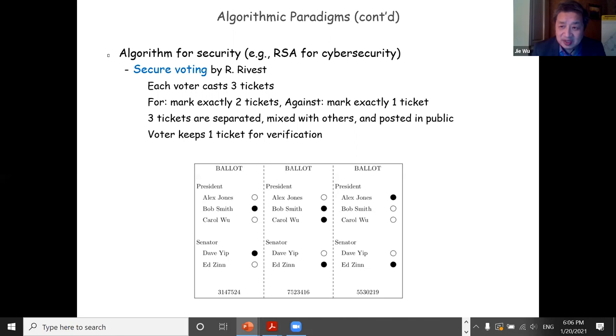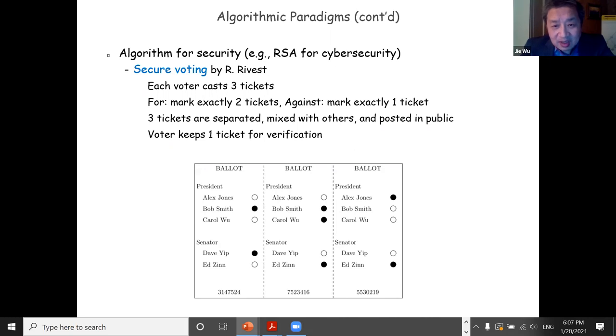Okay, so the rule is very simple, right? Everyone will get one circle. The one you really like gets two circles. So why three? Later we'll see it. Then once you've voted, you see the middle line, right? You separate these three tickets, then you put these three tickets in the box, and all of them will be counted. And you make a photo of one ticket.